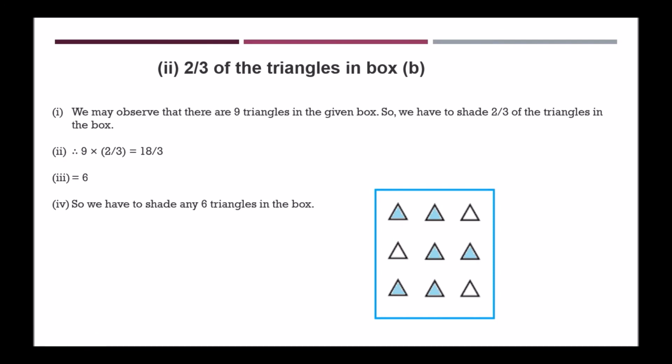Next, 2 upon 3 of the triangles in the box. So we have observed that there are 9 triangles in the box. We have to shade 2 upon 3 of the triangles. So we will find 9 into 2 upon 3, that is 18 upon 3, that is 6. So we will shade any 6 triangles from the box.